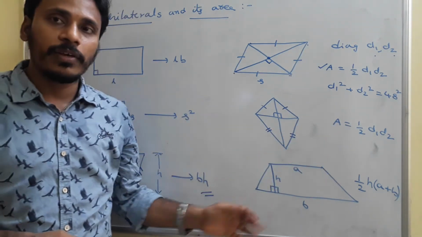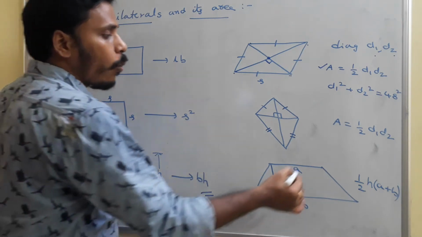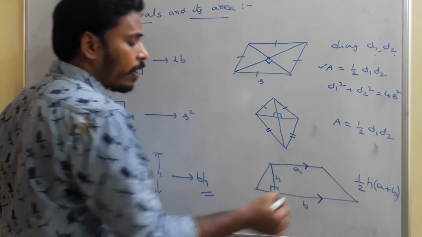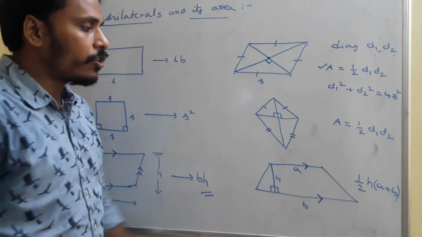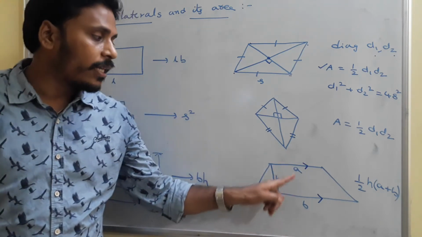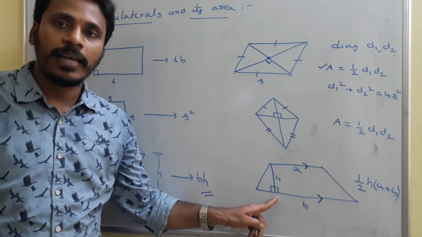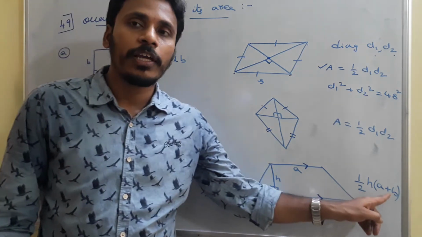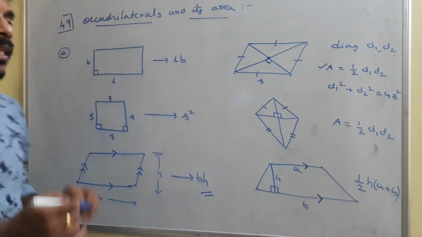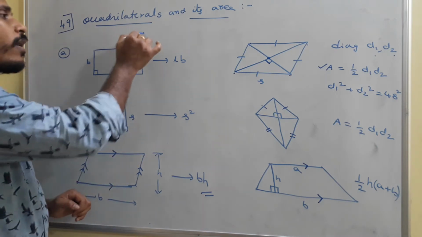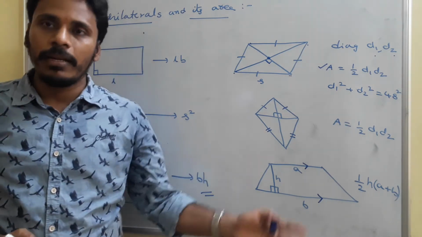And the last figure is the trapezium, where one pair of opposite sides is parallel. These two are parallel and their lengths are A and B. The distance between the parallel sides is H and its area is half H of A plus B. So all these are the formulas related to the quadrilaterals from plane mensuration.